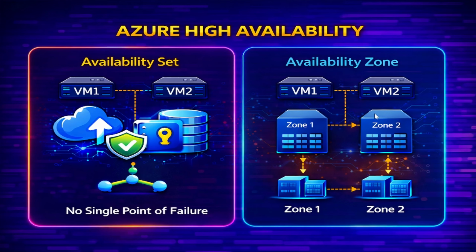On the left side, we have availability sets. This is where we distribute our VMs within the same data center, but across different hardware and update groups. On the right side, we have availability zones. Here, we go one level higher and distribute our VMs across different data centers inside the same region. So the key idea is simple. Sets protect you inside the data center. Zones protect you across data centers. Now, let's take a closer look at each one in detail.